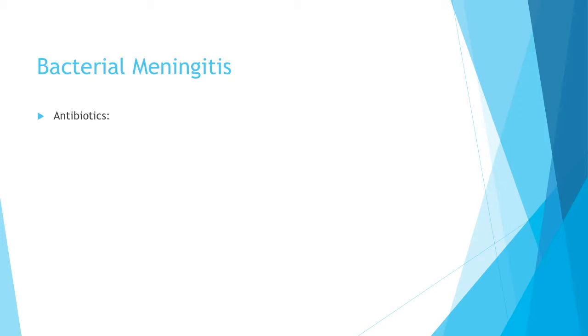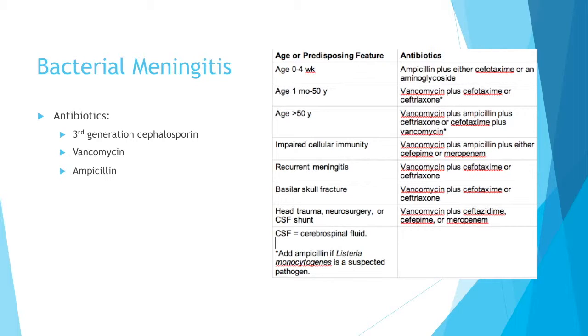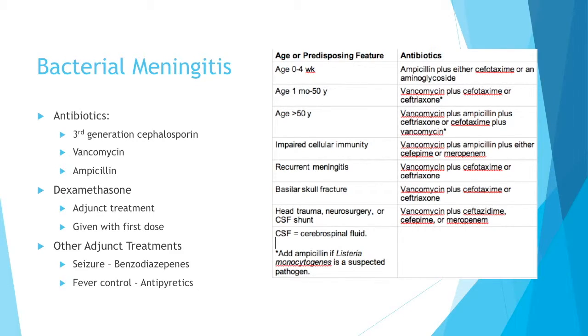Antibiotic choices for bacterial meningitis can include third-generation cephalosporins, vancomycin, and, depending on the age group, ampicillin. It is important to check and see which medication is appropriate to use per patient. On the right side of the screen, you can see a chart that shows medications specific to a person's age or predisposing features. For patients with suspected bacterial meningitis, they are sometimes prescribed dexamethasone with the first dose of antibiotics.